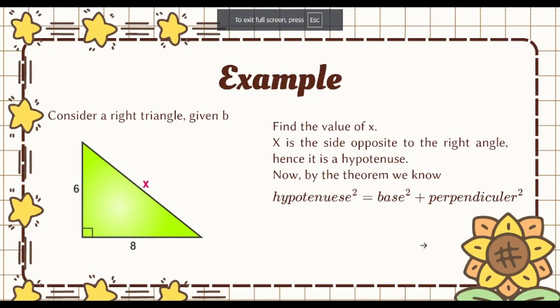Okay. Next, I will discuss an example of the Pythagorean theorem. Consider a right triangle given, where the side x is the side opposite to the right angle, hence it is the hypotenuse. Now, by the theorem we know hypotenuse square is base square plus perpendicular square.